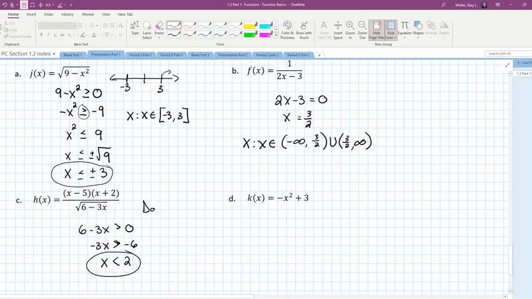And so my domain should be now the x's that belong to the group starting at negative infinity and going all the way to 2, but it's less than 2, so we're not including it.